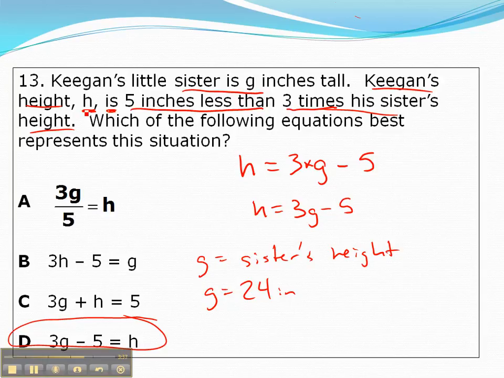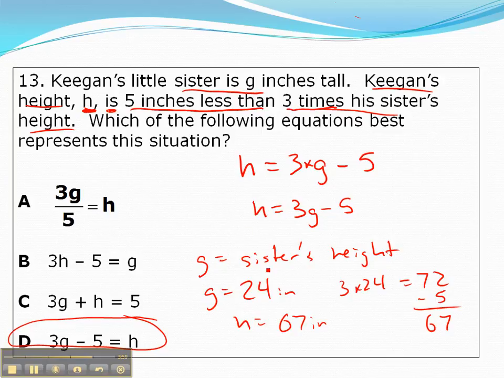Okay, if his sister is 24 inches tall, then as we're reading this, we're going to figure out what his height is. His height is 5 inches less than 3 times his sister's height. So 3 times his sister's height would be 3 times 24. That equals 72, and his height would be 5 inches less than that. So 72 minus 5 is 67 inches. So h equals 67 inches.